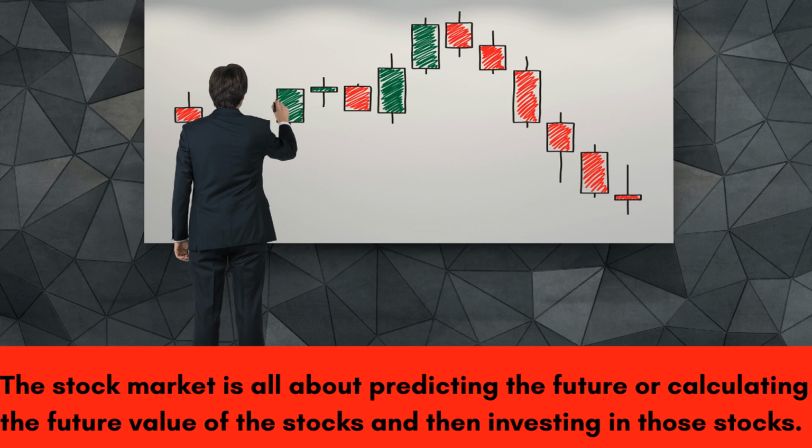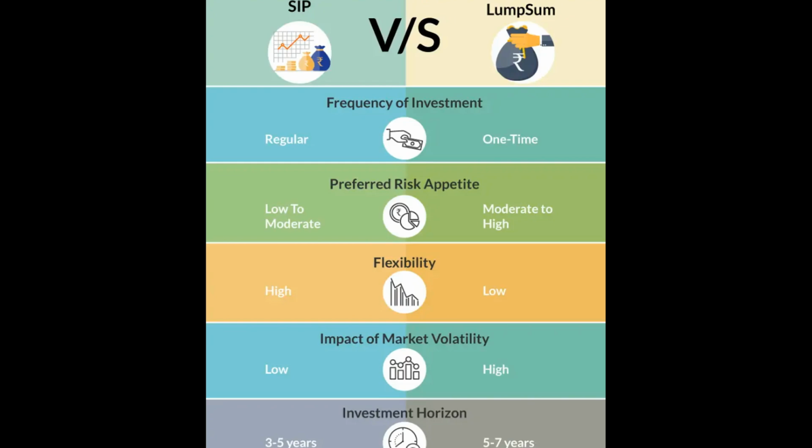Now, let's look at how an SIP actually works. Suppose you choose a mutual fund, such as a large-cap equity fund. Before investing, you can review details like the fund's performance history, NAV, net asset value, expense ratio, and investment objective. You can start with a relatively small amount and choose how often you want to invest, monthly, quarterly, or another frequency offered by the platform. You'll also select an SIP date, which is simply the day your investment amount gets deducted and invested.